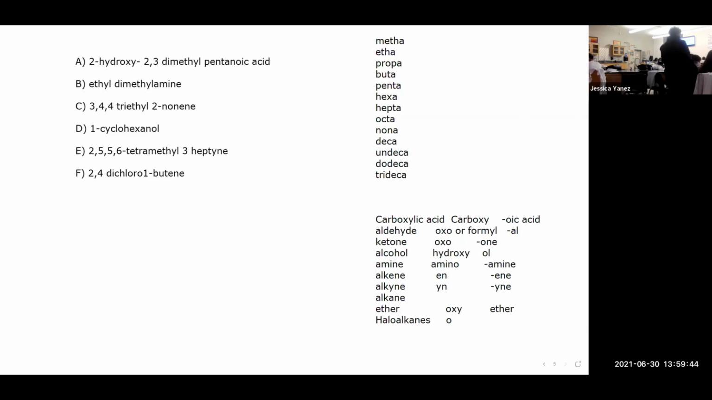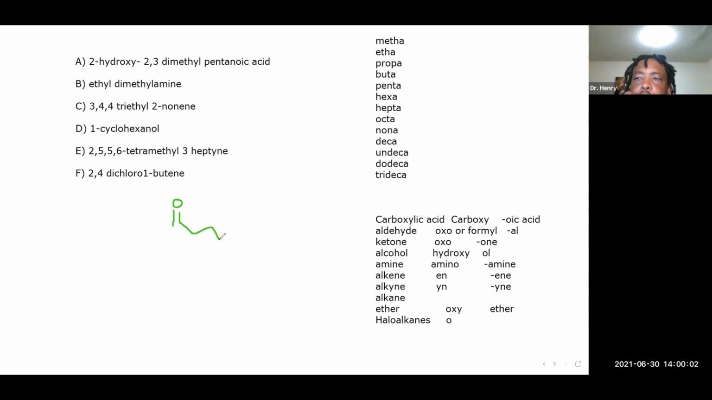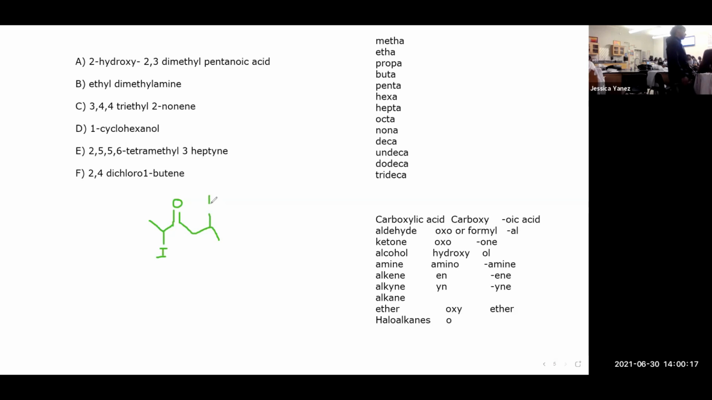Let me see your one. Are you doing A, Henry? No, I'm not doing A. I'm just making more for you. That's B. I think you need a double bond somewhere. Because if there's di, that means a double bond.